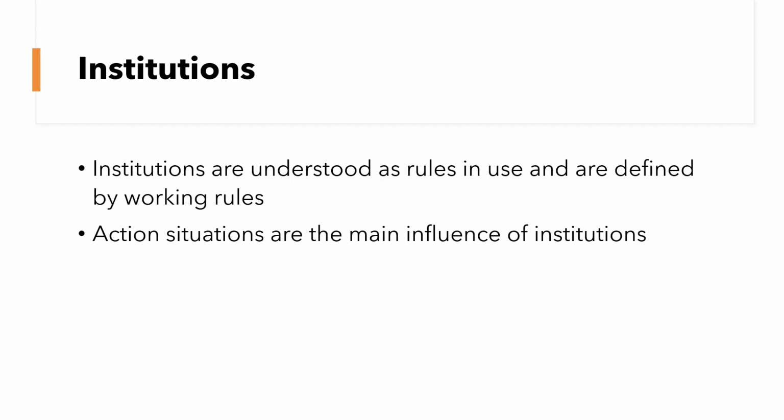Moving on to institutions. So institutions are understood as rules in use and are defined by working rules. The analysis of institutions within a collective action environment is an effort to understand the rules that are in operation within a group. It is used by individuals to justify and explain their actions to others. They work as the main focus of the repetitive and structured interactions among the actors. Action situations are the main influence of institution. This is the core of Elinor Ostrom's institutional analysis and development framework.